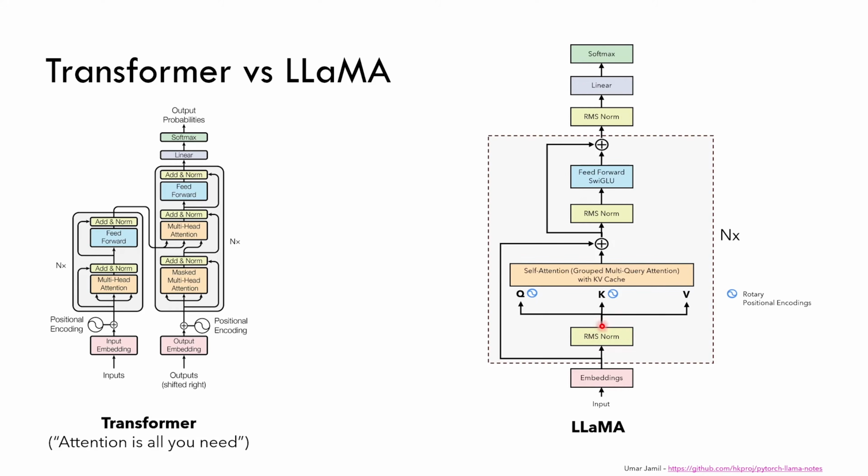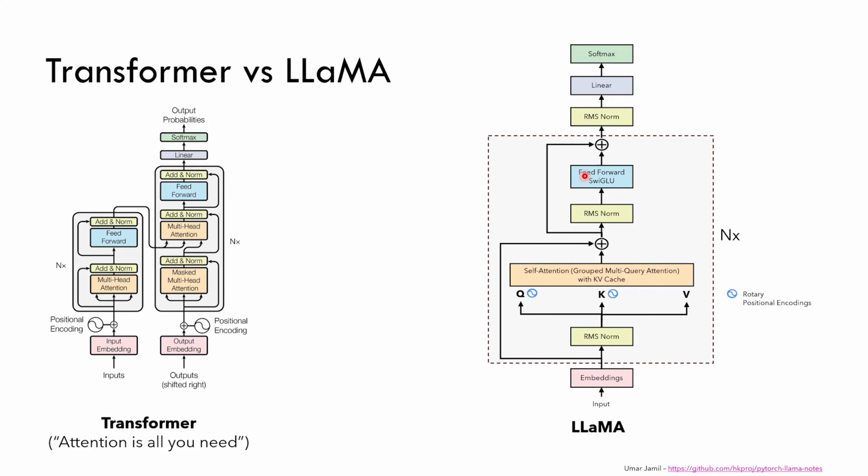Right after the normalization, we have the query, key and values input for the self-attention. One thing we can notice is that the positional encodings are no longer the positional encodings of the transformer, but have become the rotary positional encodings, and they are only applied to the query and the keys, but not the values, and we will see why. Another thing is that the self-attention is now the self-attention with KV cache. We will see what the KV cache is and how it works, and we also have this grouped multi-query attention.